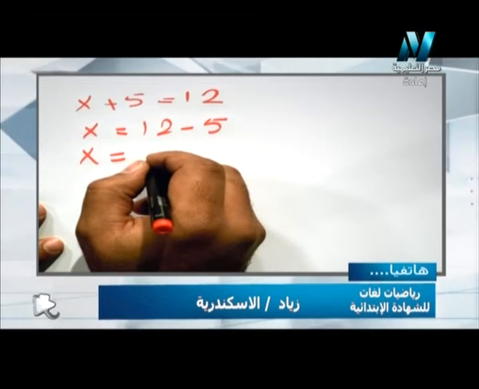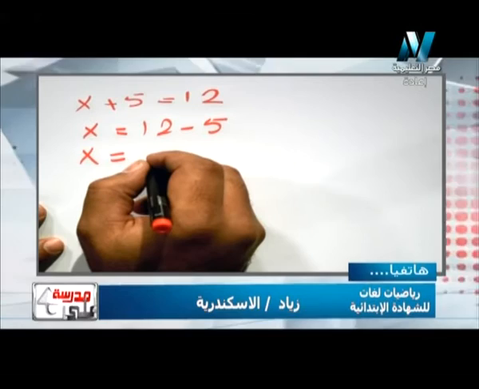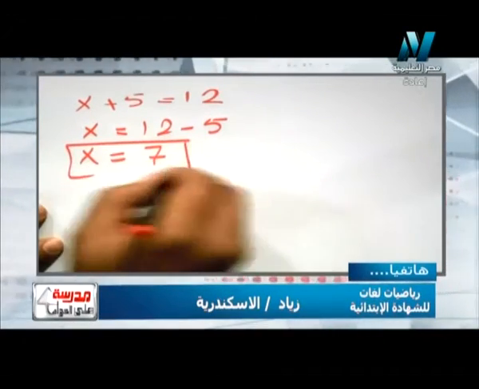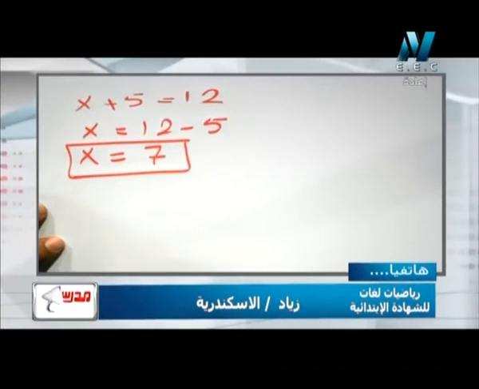12 minus 5 equals 7. Excellent, the value of x equals 7. Did you get the idea? Okay, Ziad, did the idea reach you? Thank you.